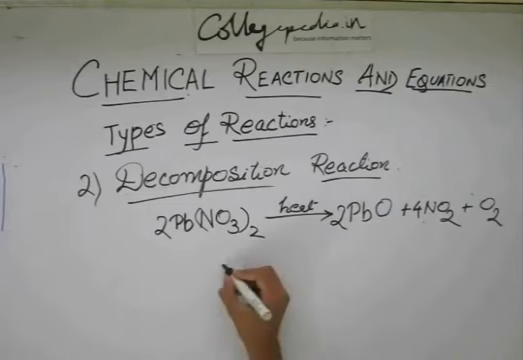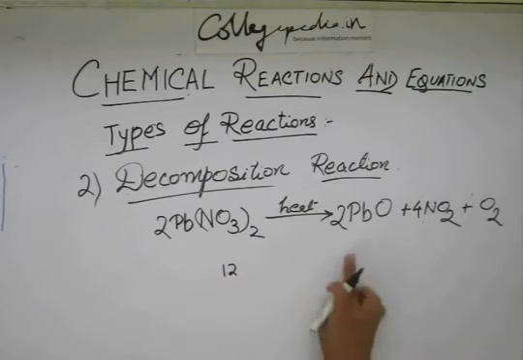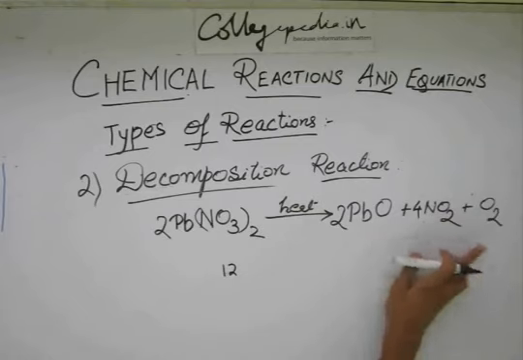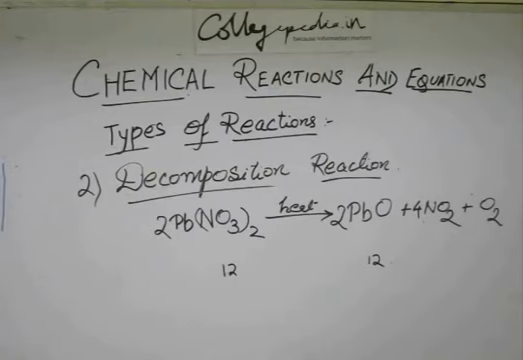So there is 12 oxygen, and on this side there is 2 plus 4 into 2, 8. 2 plus 8, 10. 10 plus 2, again 12 oxygen. So oxygen is also balanced. Nitrogen is also balanced. Lead is also balanced. So the whole reaction is balanced.